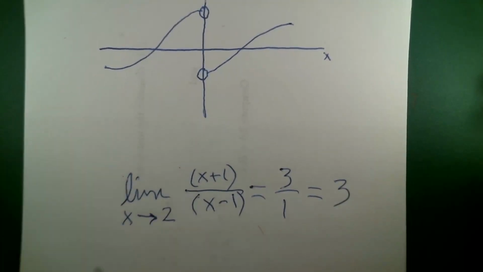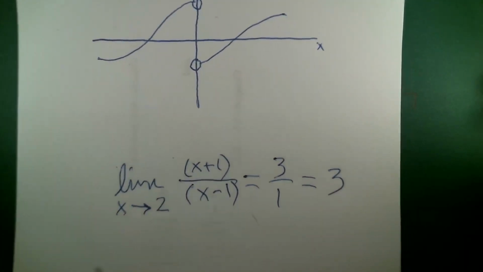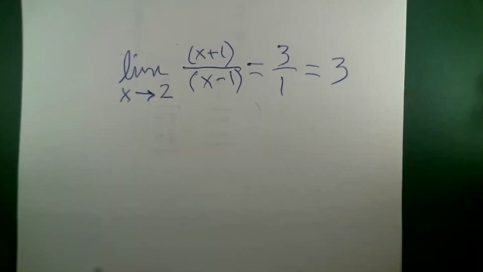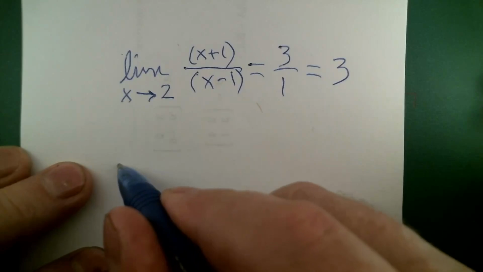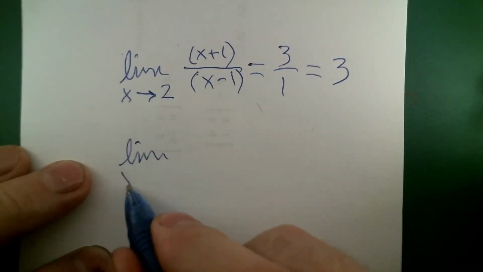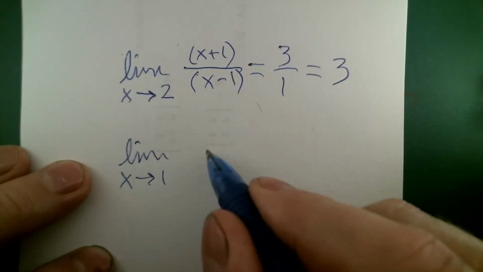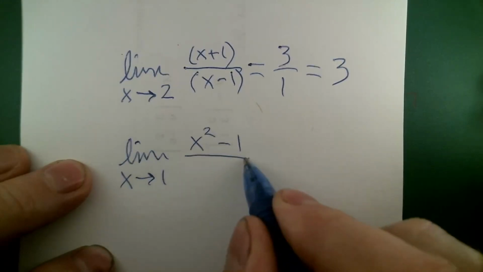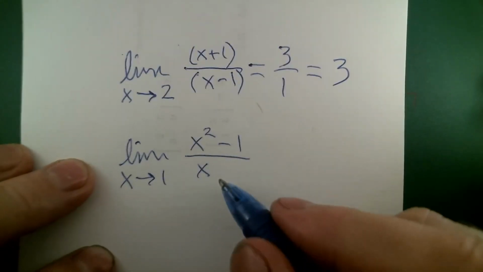Cool. The last problem on there, let's go back and look at the PDF. It's x squared minus 1 over x minus 1. Again, I'm going to jump over to the document cam here so I can write that stuff for you. That's the limit with x going to 1 of x squared minus 1 over x minus 1.